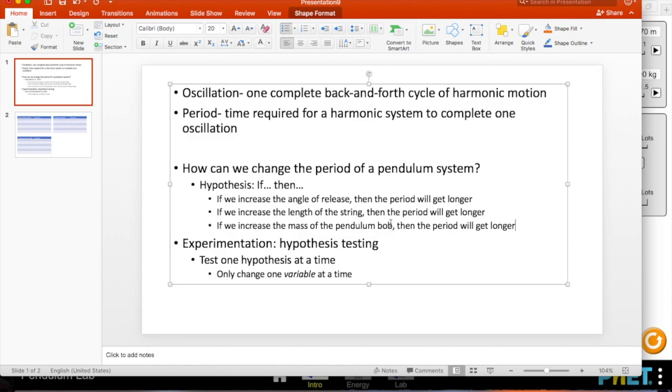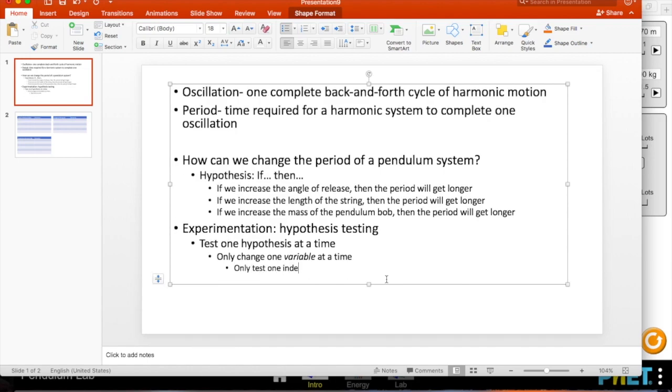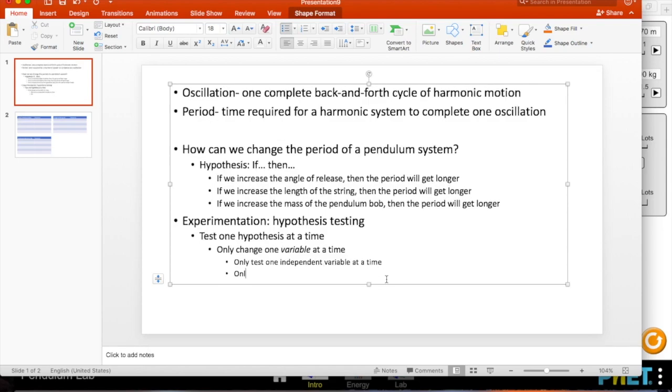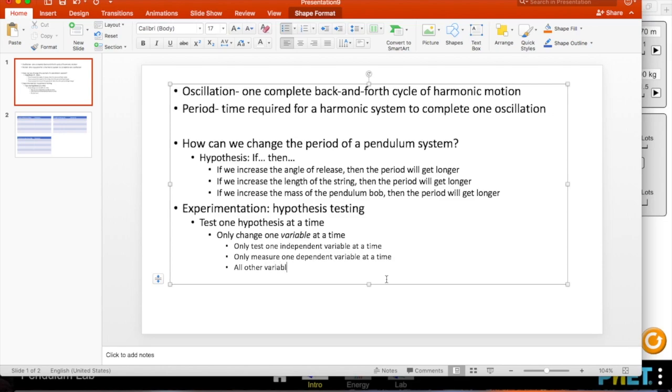What variable are we hoping to see change in as a response? The period, how long it takes to complete one oscillation. So we can only change one variable at a time and measure one other variable at a time. Those are called the independent and the dependent variables. So we can only test one independent variable at a time, only measure one dependent variable at a time. All other variables must remain constant.